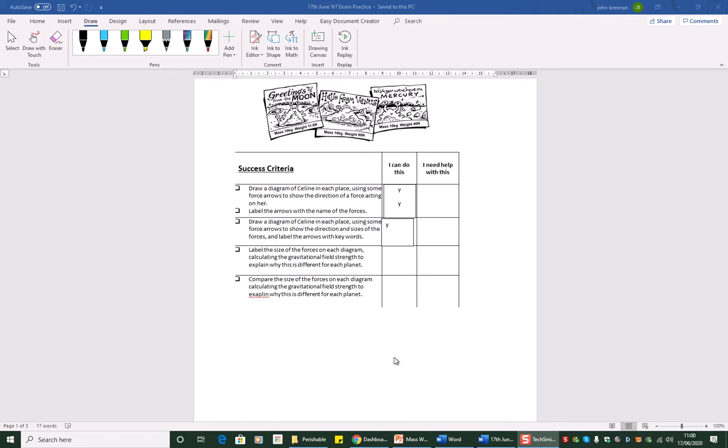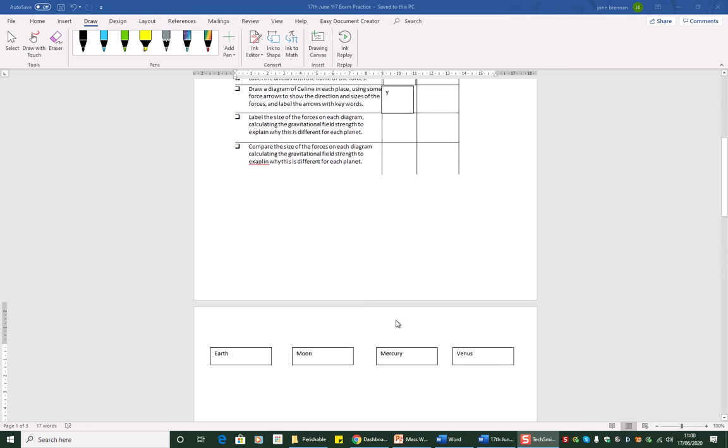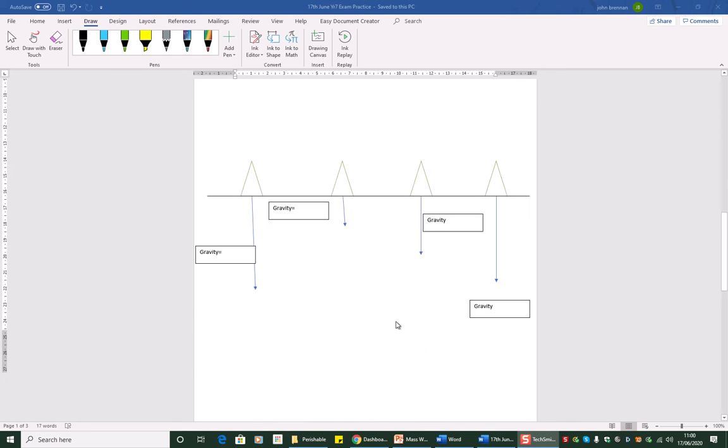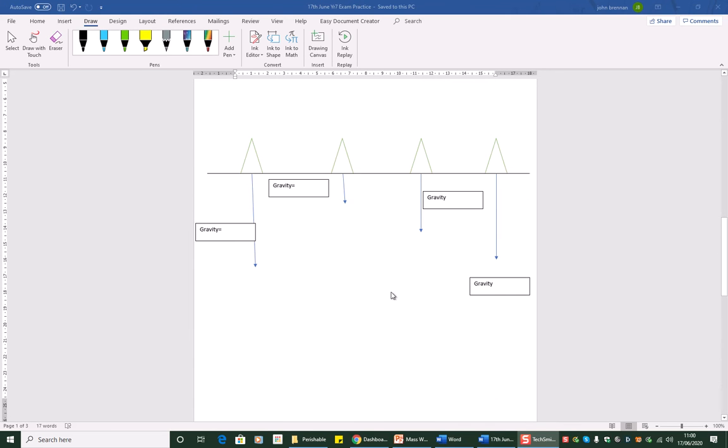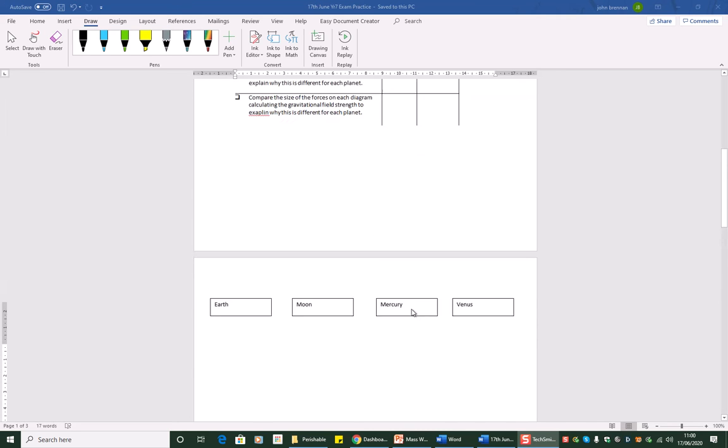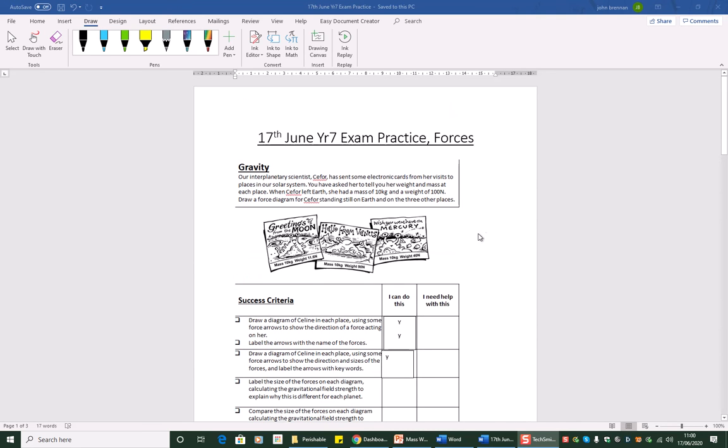Right, this is part 2 of helping you out with this exam practice, and what we're going to do next is we're going to actually work out what the size of gravity is in these different places. And if you look back up here, you already know what the masses are and what the weights are. So what we're going to be calculating for this one is the gravitational field strength, and then explain why it's different for each planet.